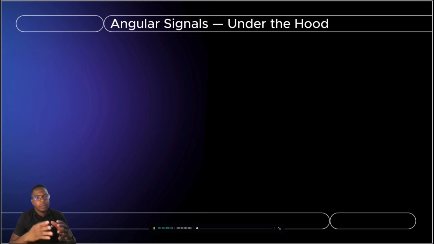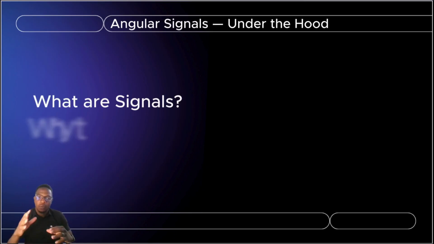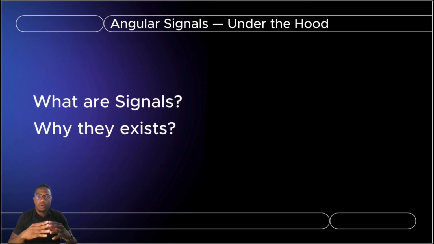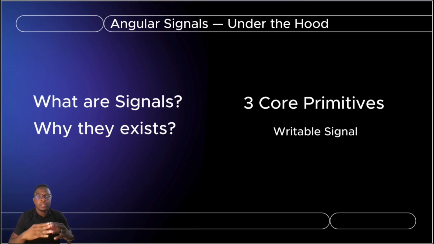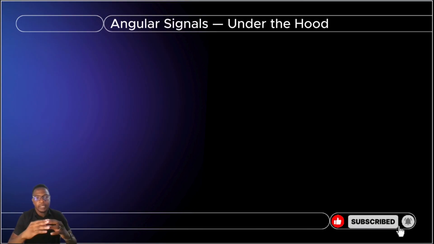Right, everyone, a quick reset. Last video, we focused on the mental model. We introduced the what and the whys: what are signals, why they exist, and the three core primitives, which are writable signals, computed or derived signals, and effect signal. Now that you understand the conceptual layer, today we're going a step further, because understanding what something is is different from understanding how it works.